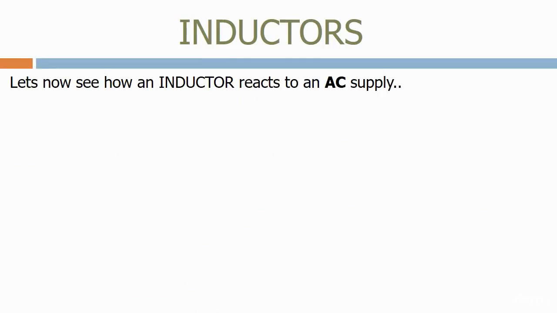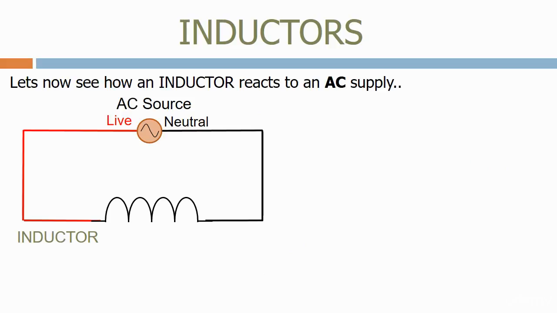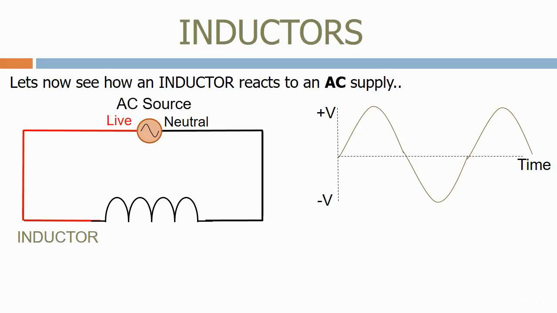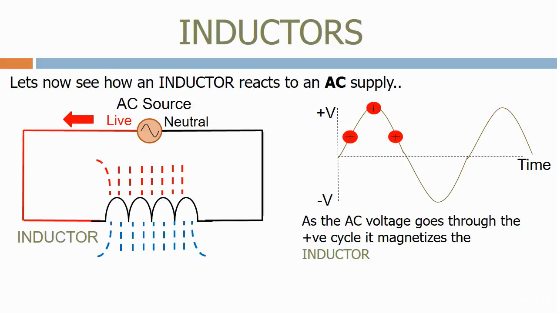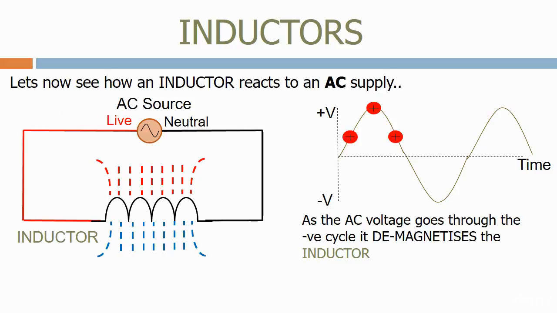Let's now see how an inductor reacts to an AC supply. This is the same circuit as before, but this time we've got an AC source with a live and neutral instead of the DC source. As it's an AC source, we will be applying a sine wave that goes positive and negative. As the AC voltage goes through the positive cycle, it magnetizes the inductor. As the AC voltage goes negative, it demagnetizes the inductor. And this cycle continues time after time.